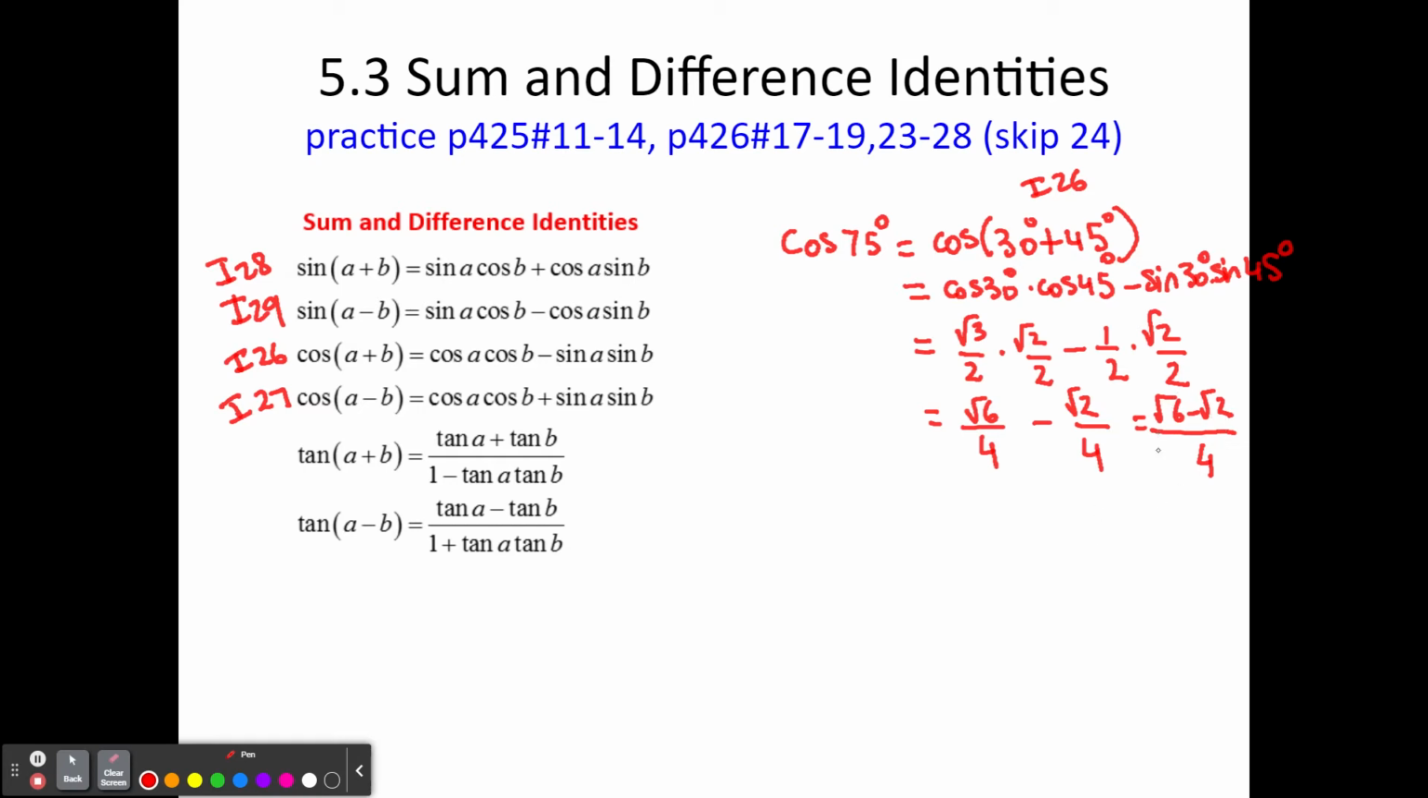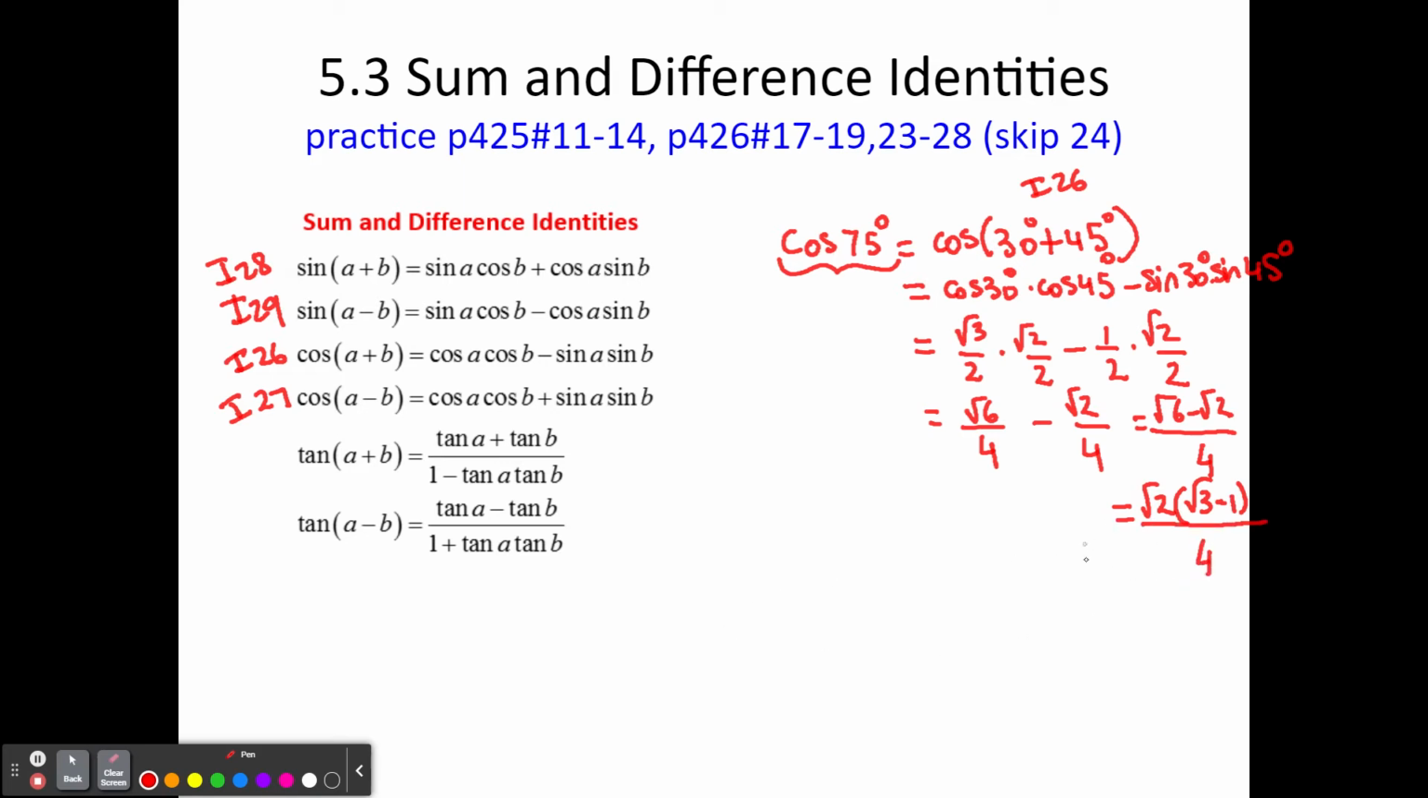So that is the radical form. I don't need to get a decimal approximation unless the question asks me to do that. If I put cosine of 75 degrees on the calculator, I'm going to get the decimal answer. This is the specific exact solution. I can factor out square root of 2 and I'll be left with the square root of 3 minus 1 over 4.